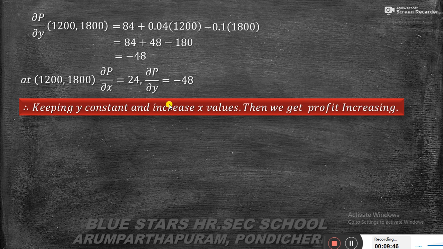Keeping y constant and increasing the x values, we get the profit increasing. Here dou p by dou x is positive and dou p by dou y is negative. So the answer is that the profit is increasing.